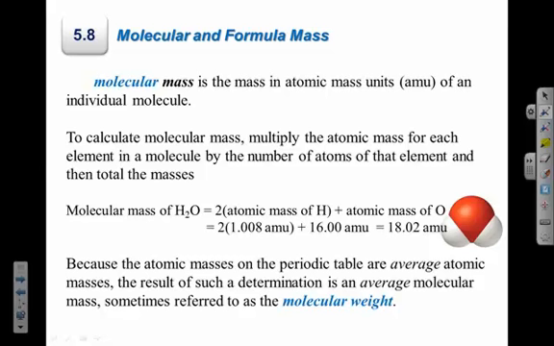So for water, it's got 2 hydrogens, 1 oxygen. Take the mass of hydrogen, multiply it by 2, since there are 2 of those in the formula. Take 1 oxygen, add it together. That gives me the average mass of a water molecule.